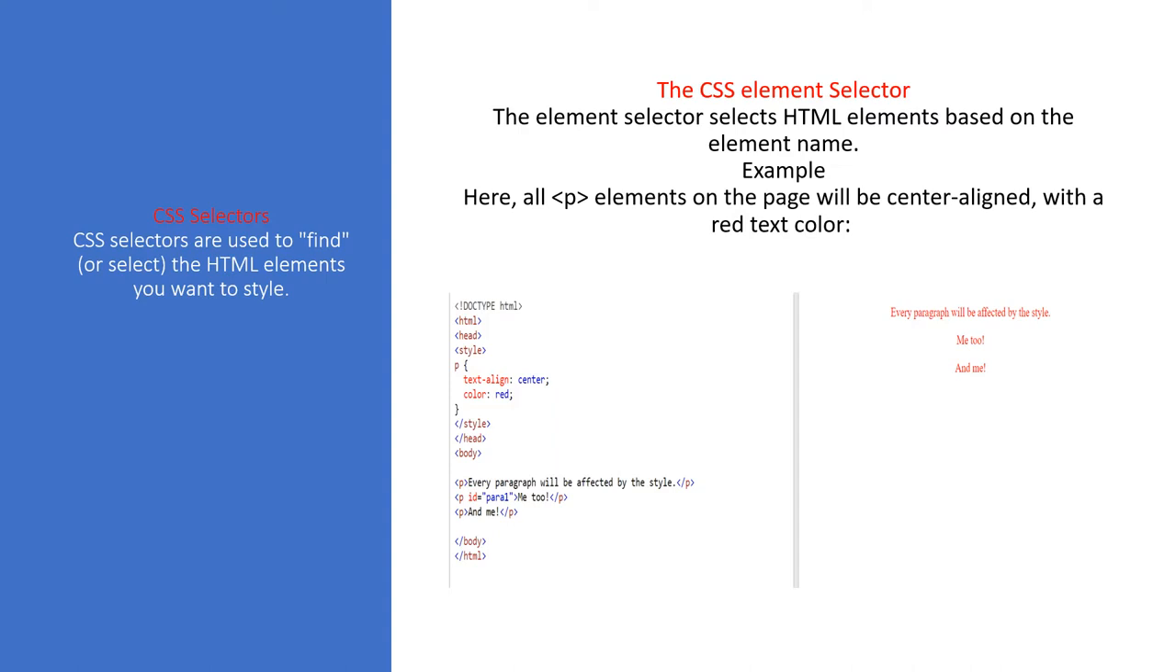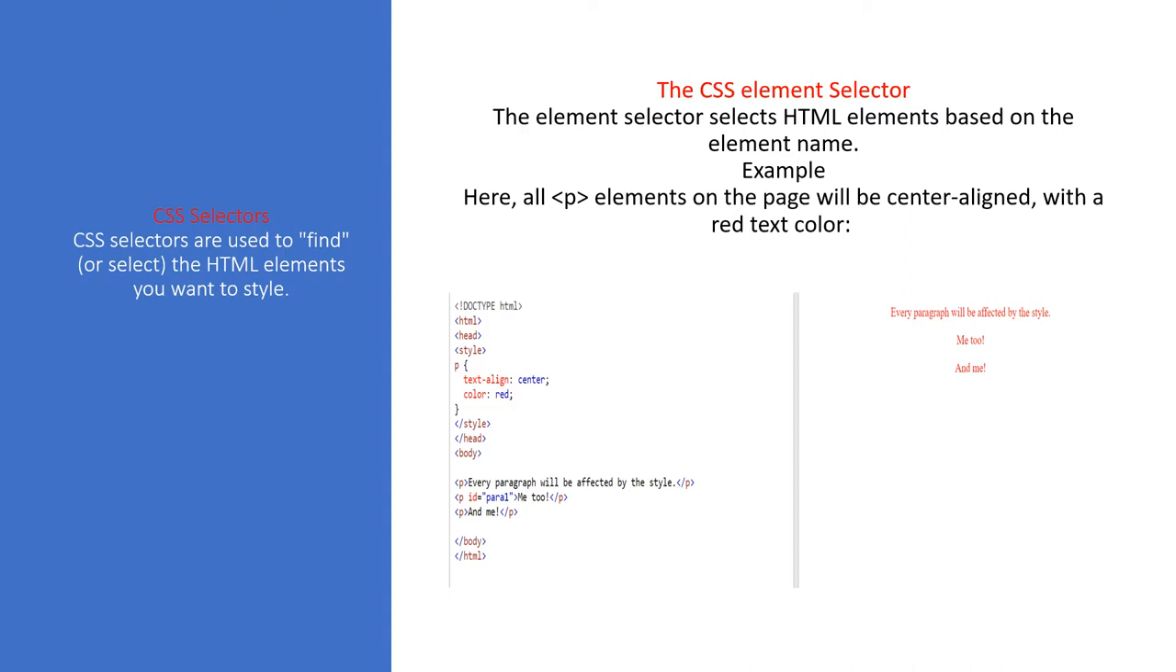Here we have P elements on the web page. In the body section you can see we have a P element, a paragraph element, and another paragraph element, and another. Three paragraph elements are there. So I am using P as a selector. This kind of selector is nothing but a CSS element selector. P is the HTML element we are selecting, so that is known as a CSS element selector.